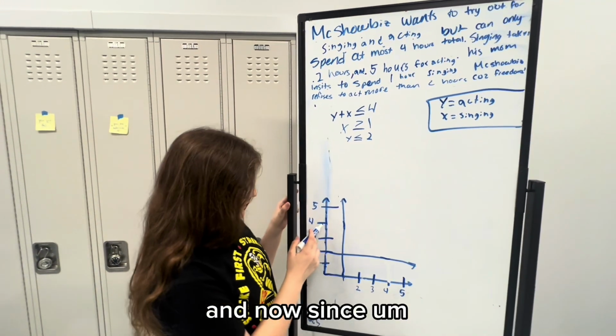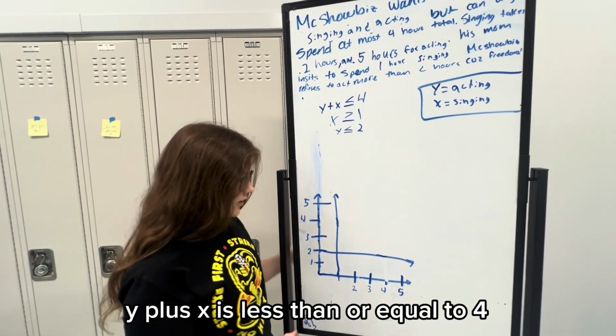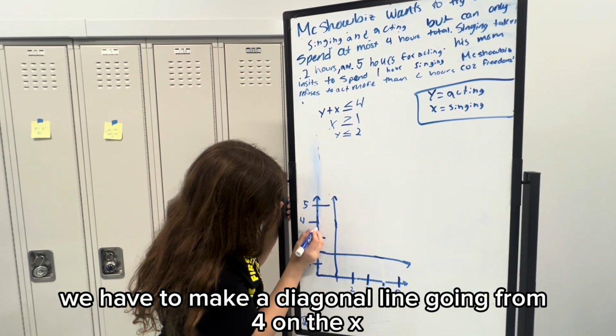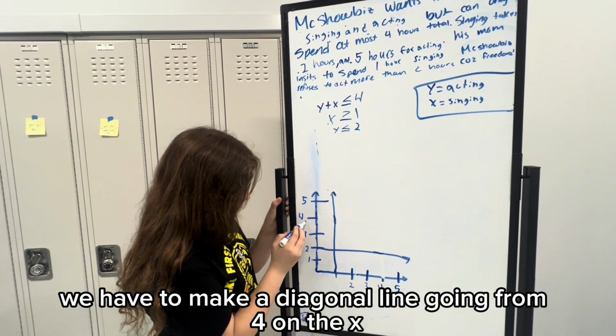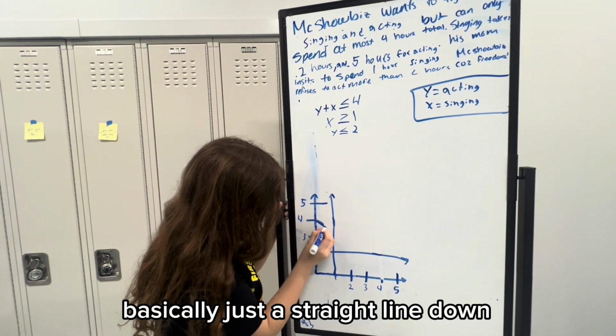And now since y plus x is less than or equal to 4, we have to make a diagonal line going from 4 on the y-axis to 4 on the x-axis. Basically just a straight line down.